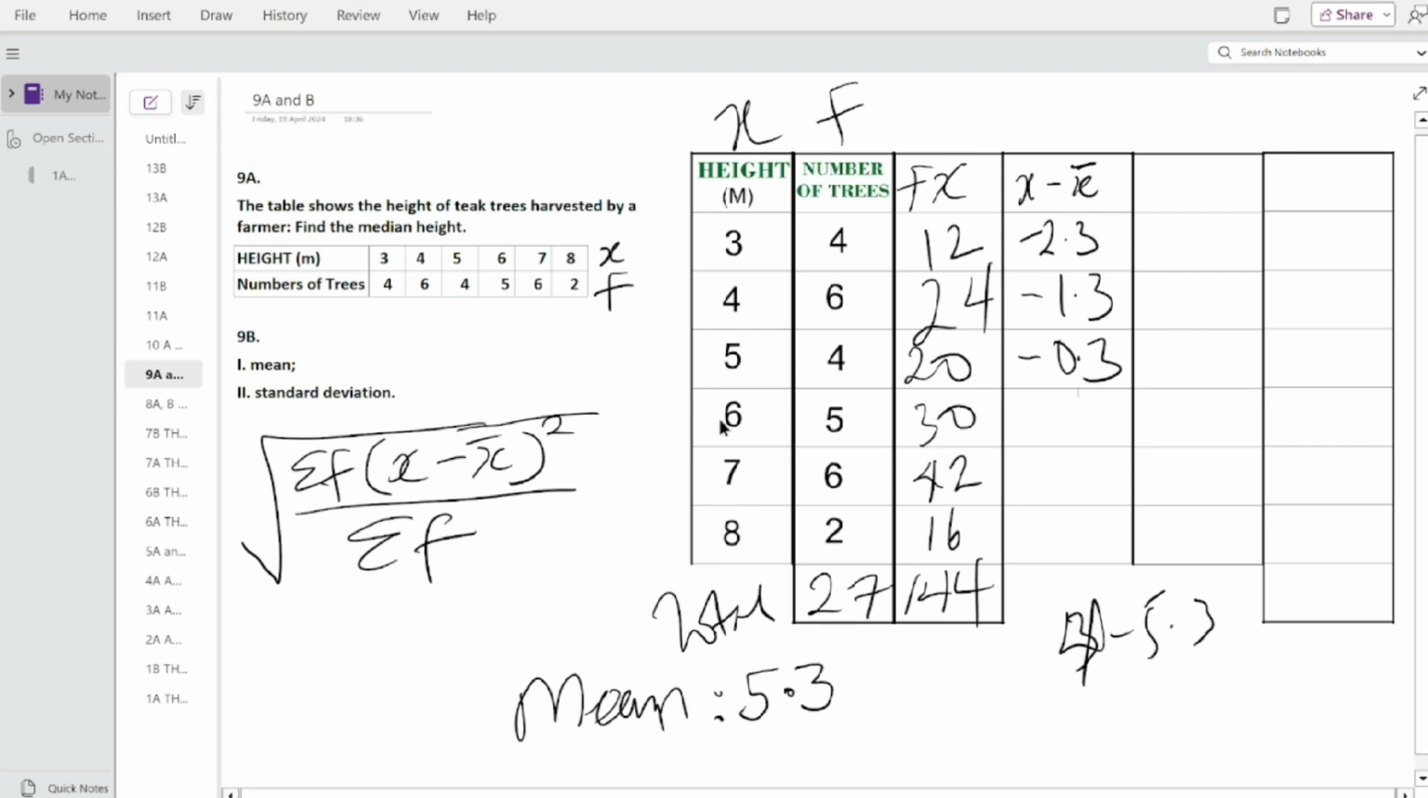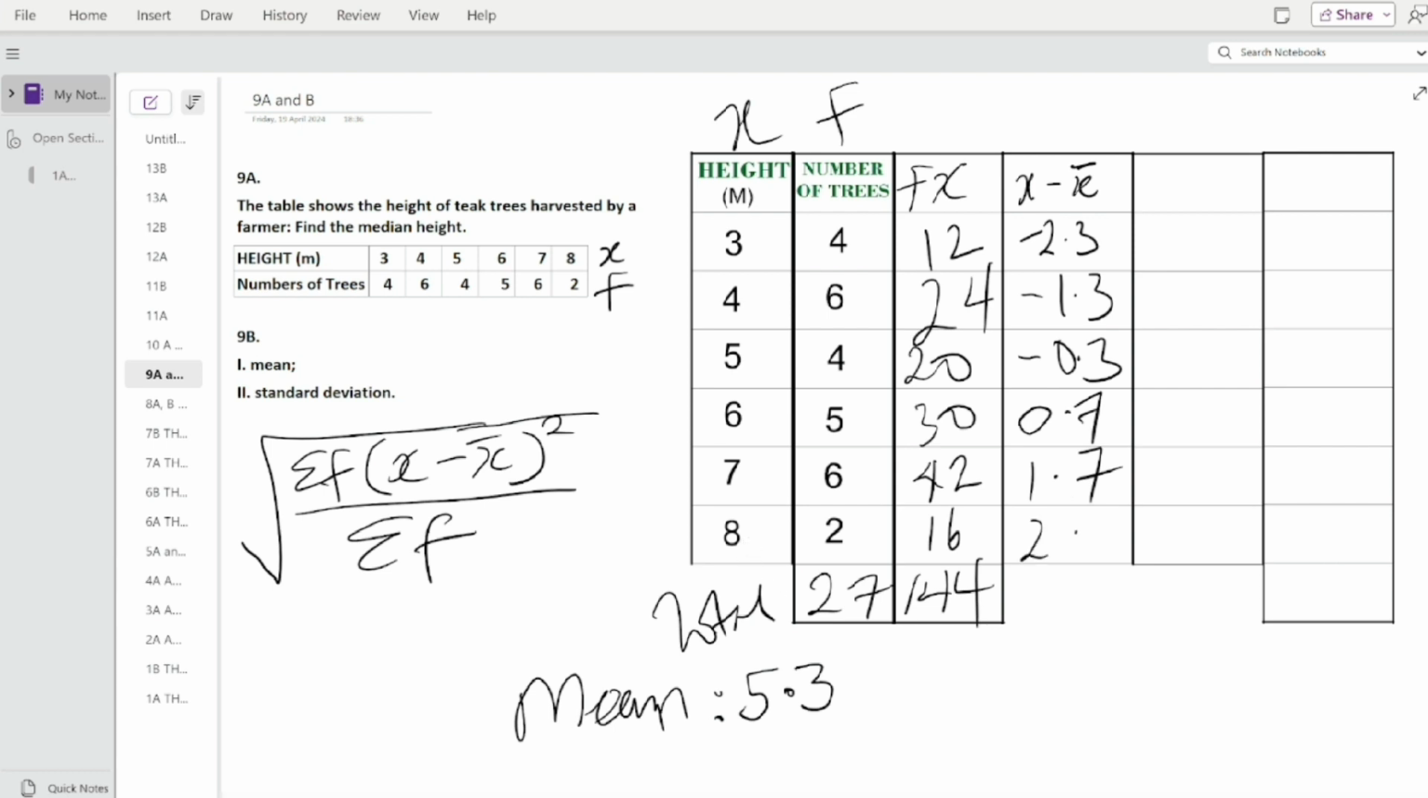The next is 6 minus the mean will give us 0.7. 7 minus the mean, which is 5.3, will give us 1.7. And 8 minus 5.3, the mean, will give us 2.7. On the next line, or on the next table, we have x minus x bar all squared. So we'll square each of these.